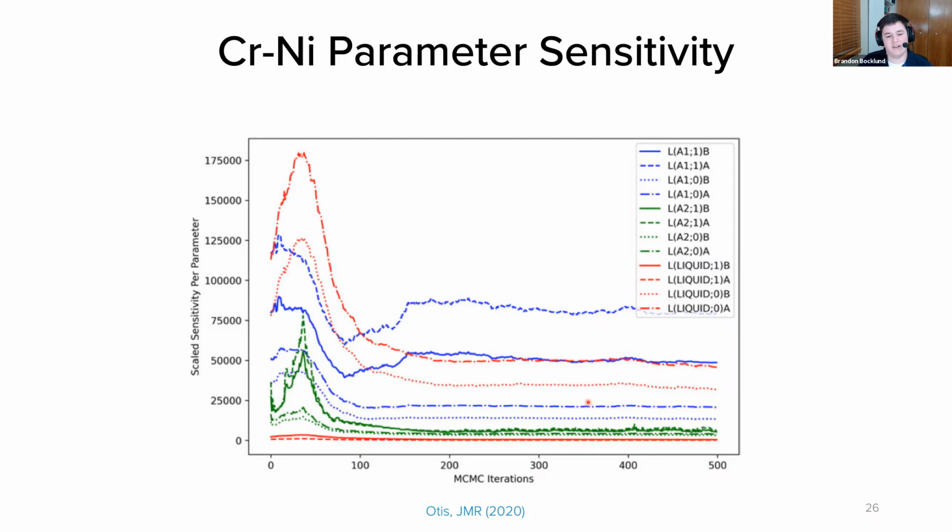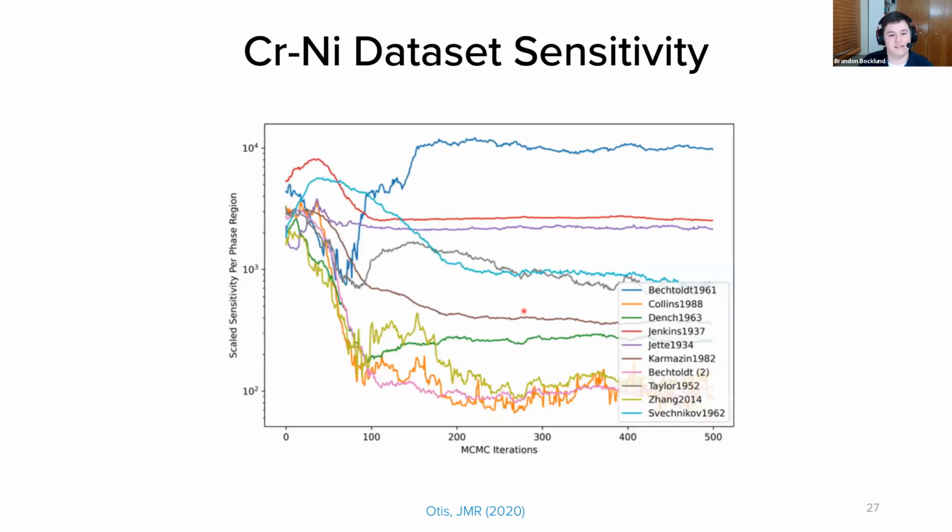And so we can see in this figure that the parameter with the highest sensitivity, as we get closer and closer to convergence and have more iterations, is this L1 for the FCC phase for the A. So this is the constant term. And so this has the most uncertainty, or the most sensitivity. So what this plot is telling us is that changing this parameter a little bit is going to give us the most change in our likelihood.